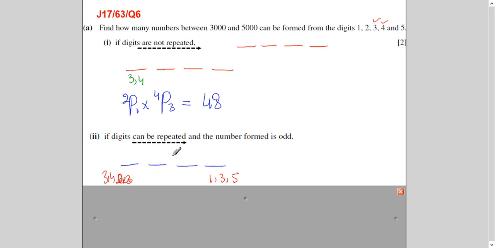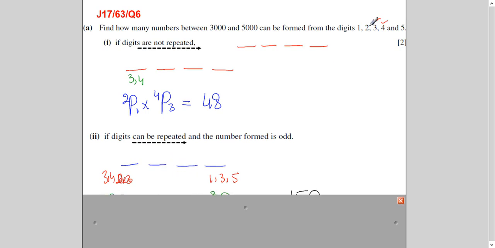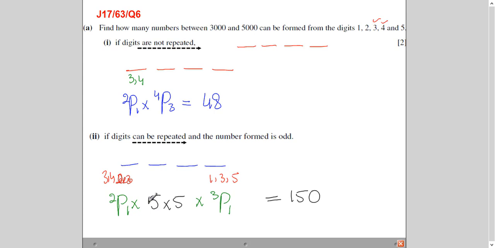Now digits can be repeated, so how is it different? First of all, you will settle this condition. Here I can say 2P1 and here 3P1. Once it is settled, now you need only 2 digits. How many digits do you have? 1, 2, 3, 4, 5. Because I can repeat the digit, I can have any digit out of 5 here and any digit out of 5 here. So it will be 5 into 5. So 2P1 into 5 into 5 into 3P1. Right? Because this condition is the same for both questions, and that's why we will write 3 and 4 here.